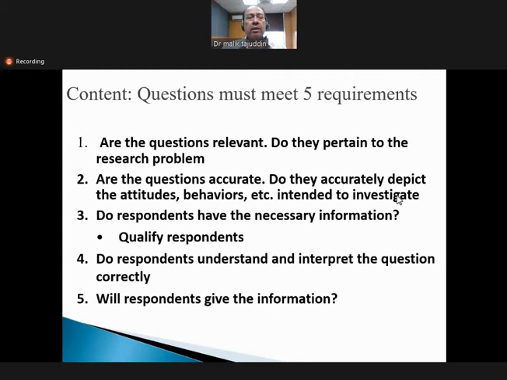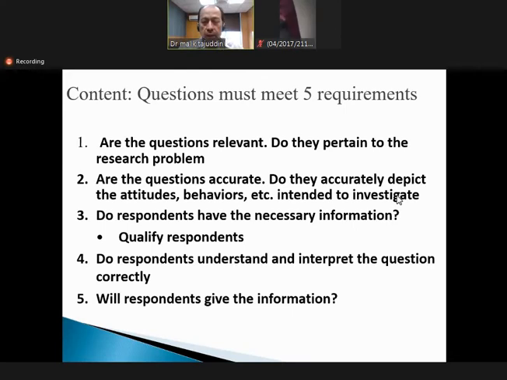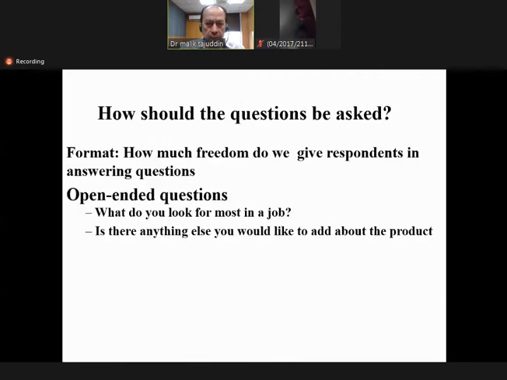In some studies, we are bound to ask some nasty questions. For example, if we are doing studies on sexually transmitted diseases, some confidential questions should be asked, but then the respondent should be assured and reassured that this information will not be shared with anyone, and that this is only for statistical purposes. Okay, then how should the questions be asked? This is the format. How much freedom do we give the respondent in answering the questions, meaning whether these are open-ended questions or closed-ended questions.